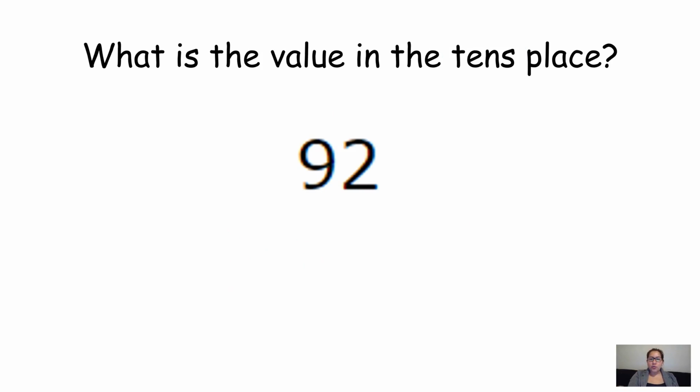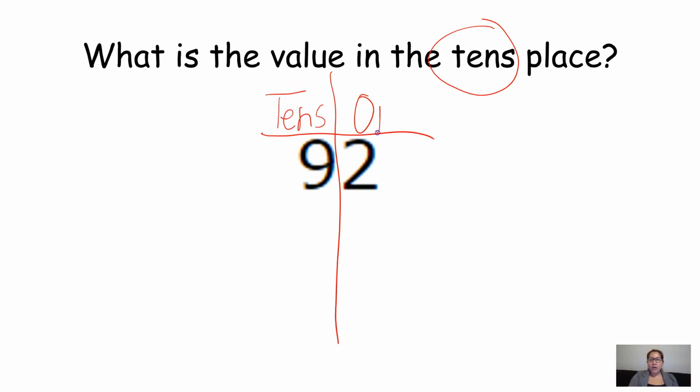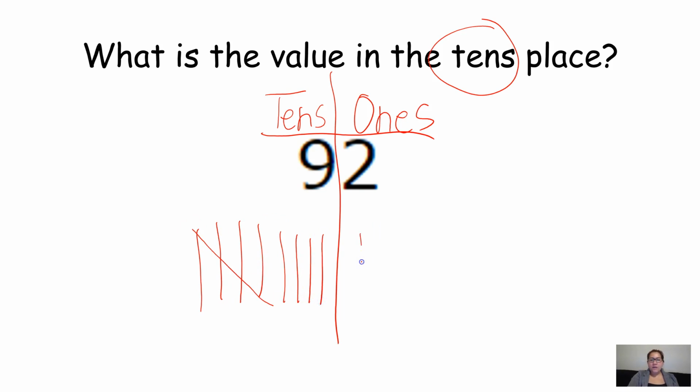What is the value in the tens place? Okay, again, we're going to cut it in half like that. The tens is on this side. The ones is on this side. Okay, so for the tens, we are going to have 9. 1, 2, 3, 4, 5, 6, 7, 8, 9. For the ones, we have only 2.